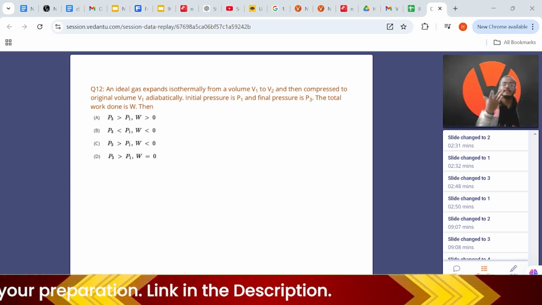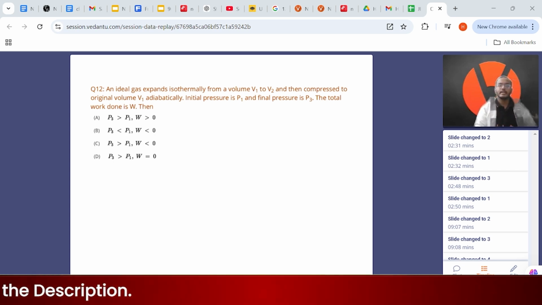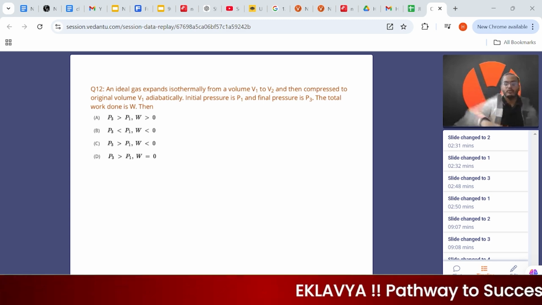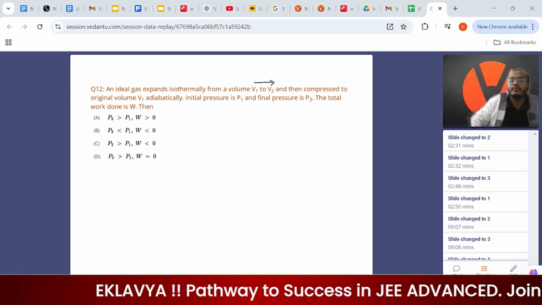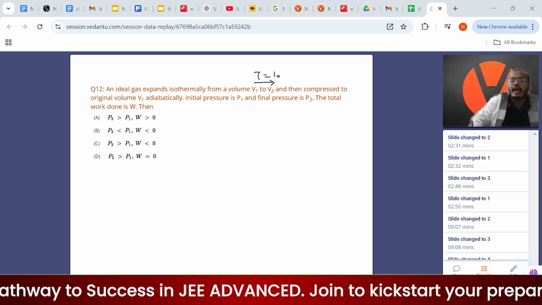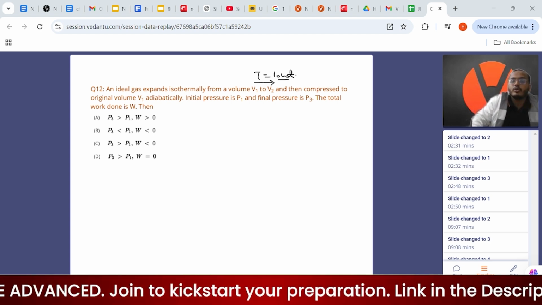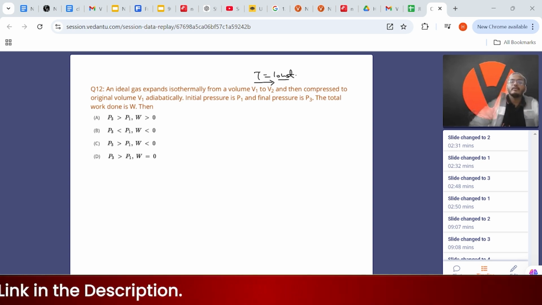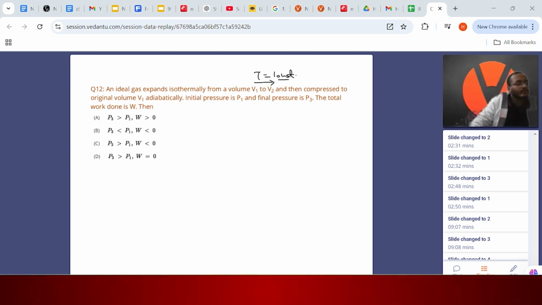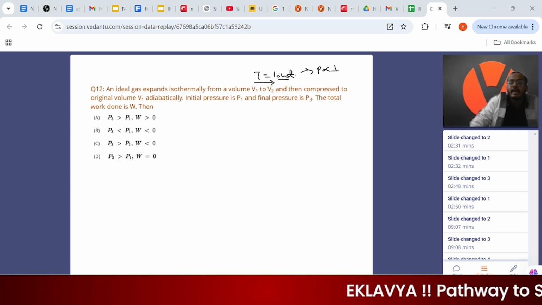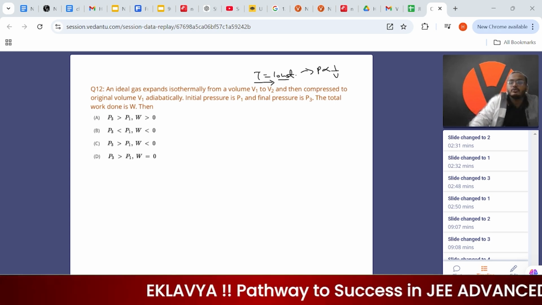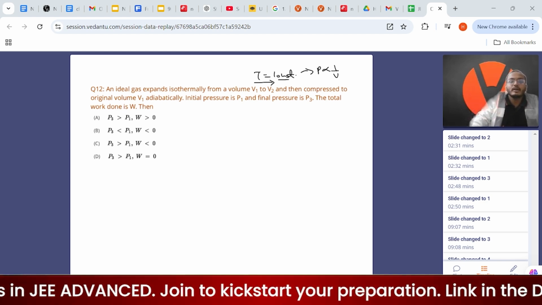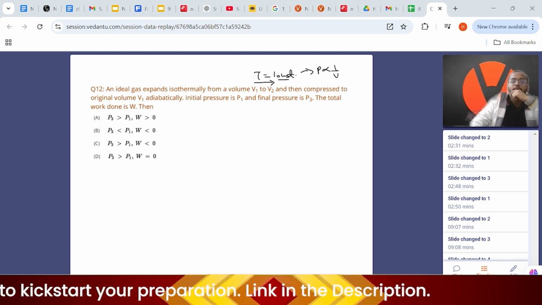So understand the question. This is a question from thermodynamics. An ideal gas expands isothermally from volume V1 to V2. When it is expanding from V1 to V2, temperature is constant. So we can say that here pressure will be inversely proportional to the volume because temperature is constant. Then it is compressed to the original volume V1.